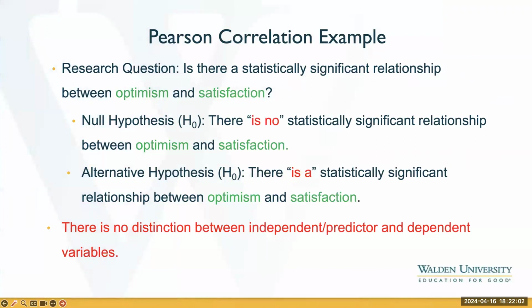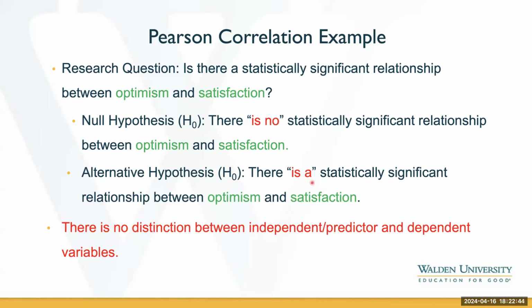A research question can and should be perhaps as simple as such. Is there a relationship between optimism and satisfaction? As simple as that. The null and the alternative hypotheses are, again, that there is no relationship, and the alternative always that there is a relationship. And in quantitative research, we know that we are trying to find evidence to reject this one and say that we accept this one, that there is a relationship.